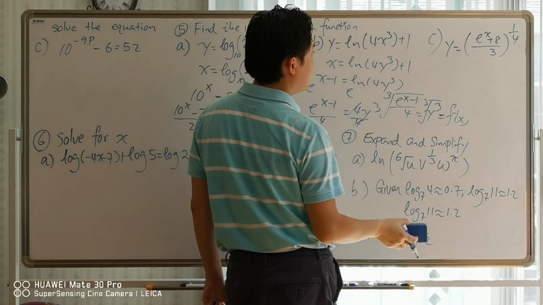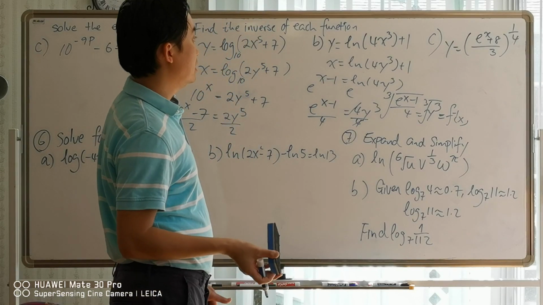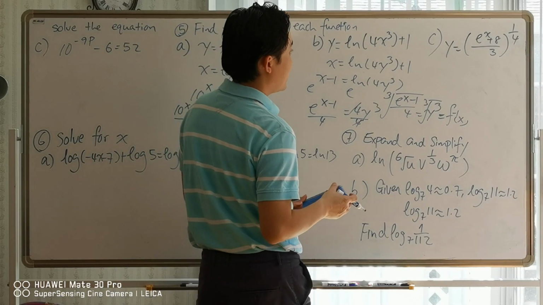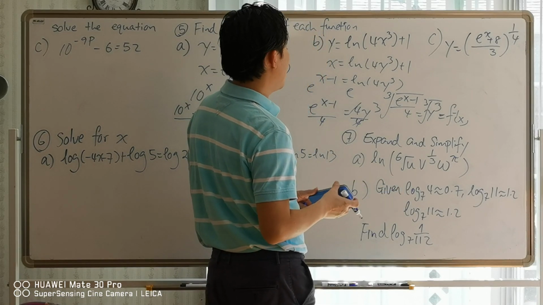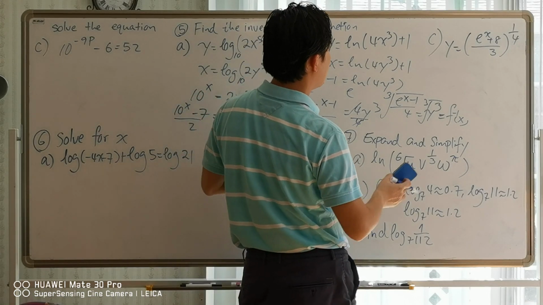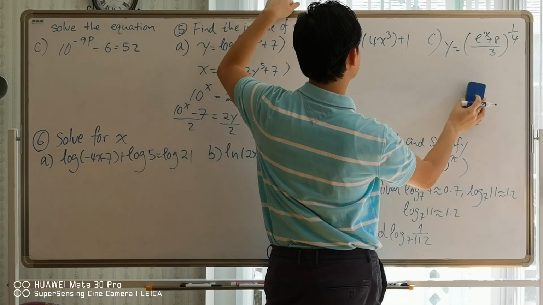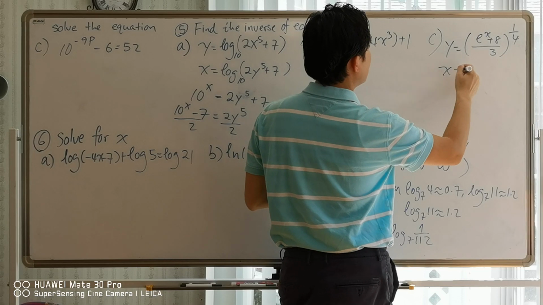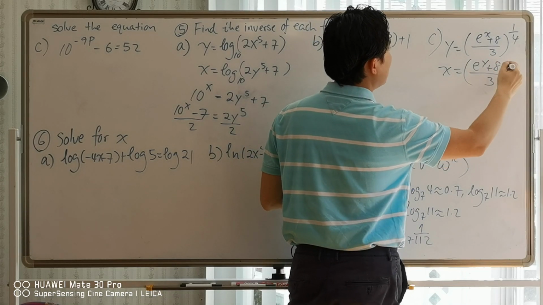And now for c, that one looks a little bit difficult, so that's the base e to the power of x, and then plus the rest of the fractions, the constant. So again, it's the same process, so we'll take a look at that. Just want to get more space here. Okay, so x equals e to the power of y plus 8, all over 3 to the power of 1/4.